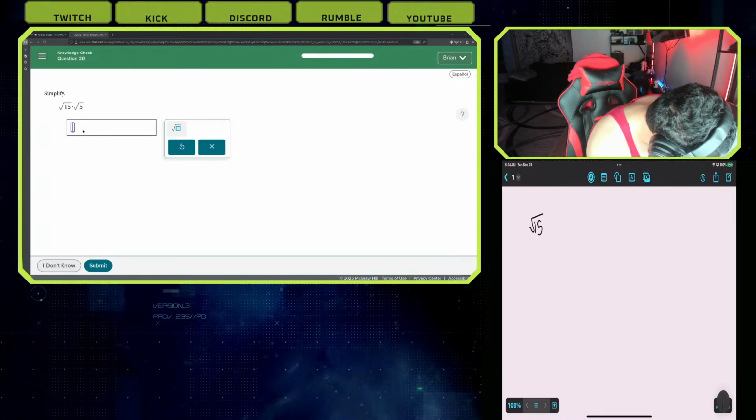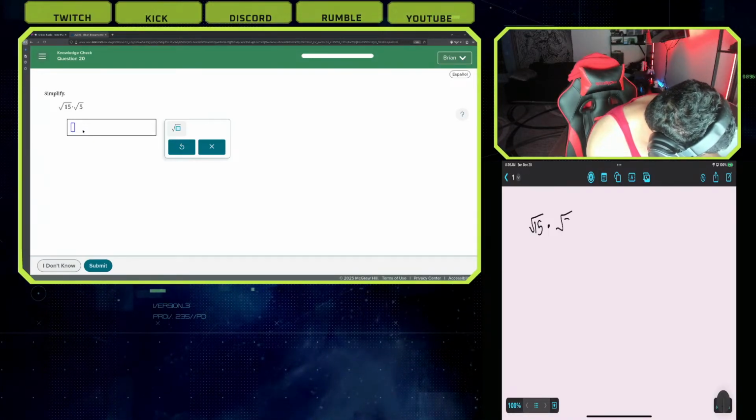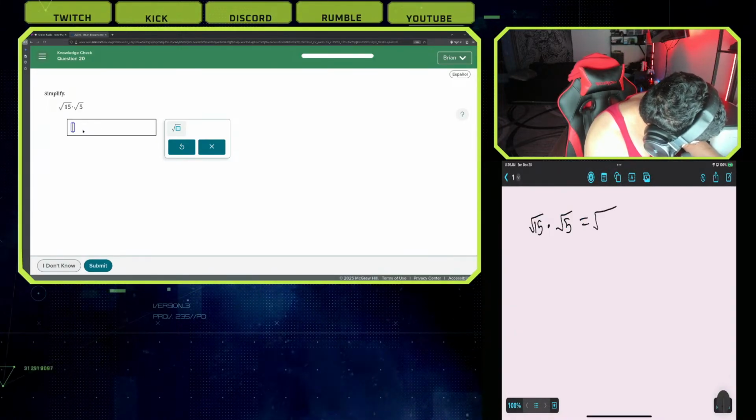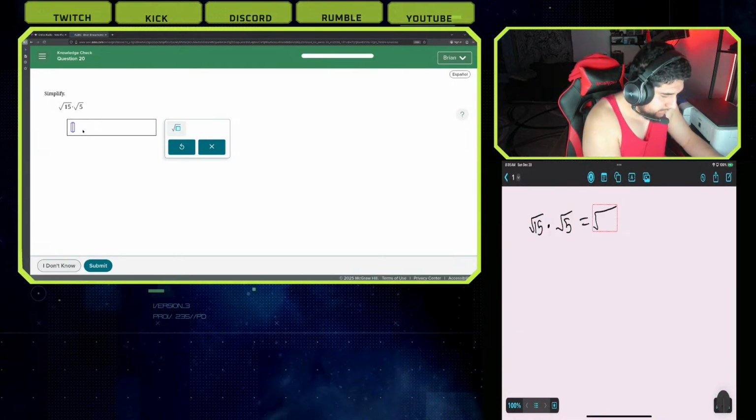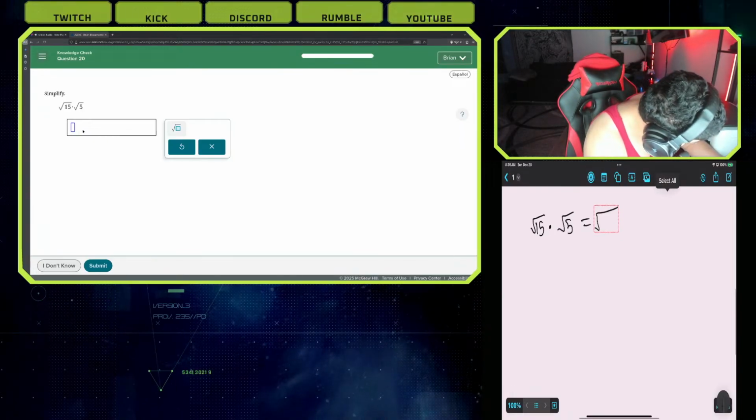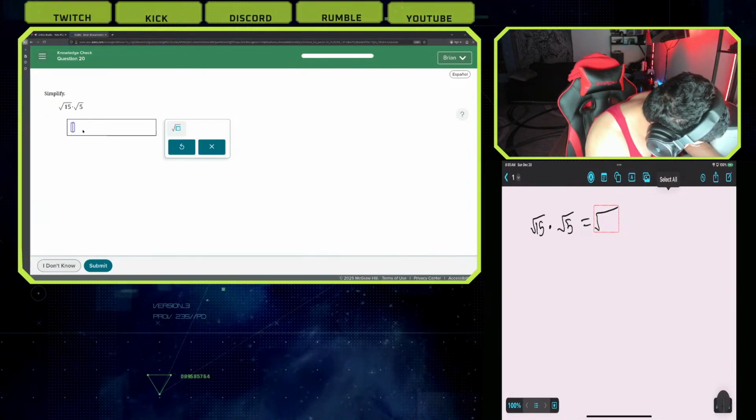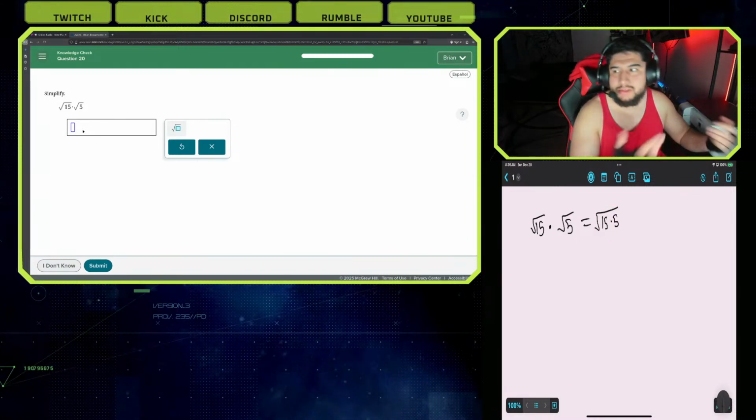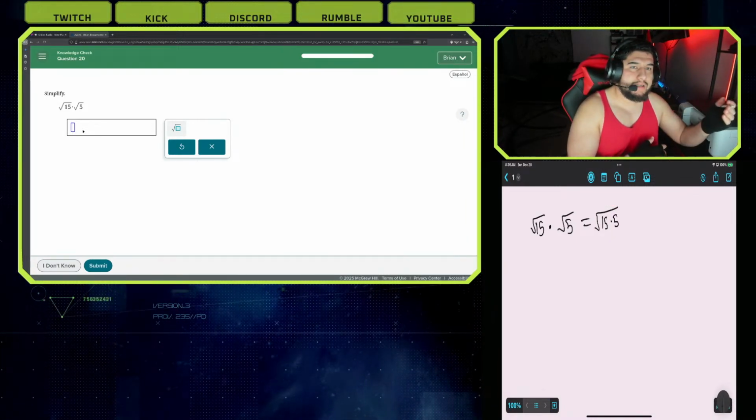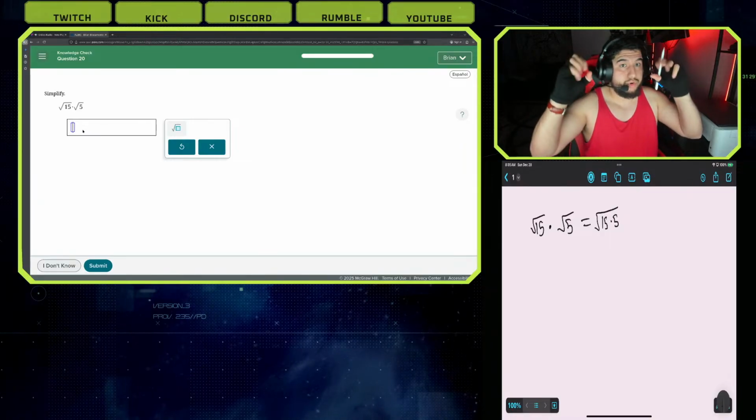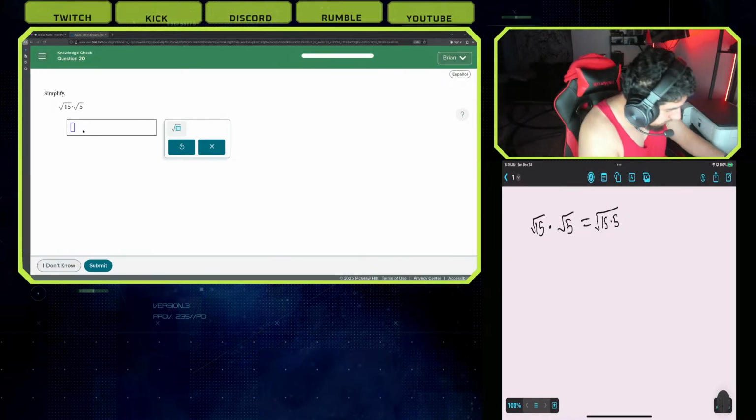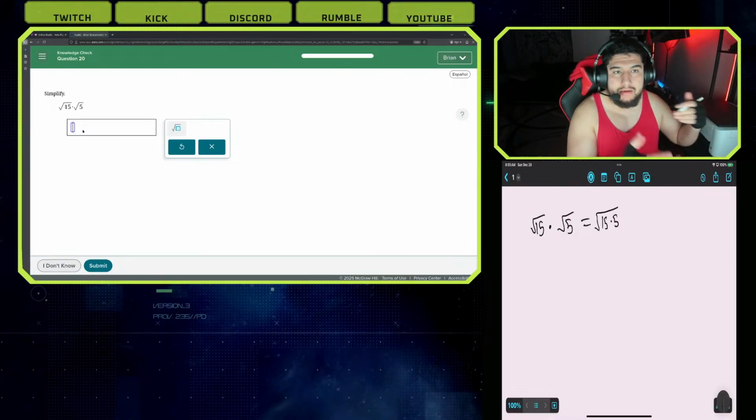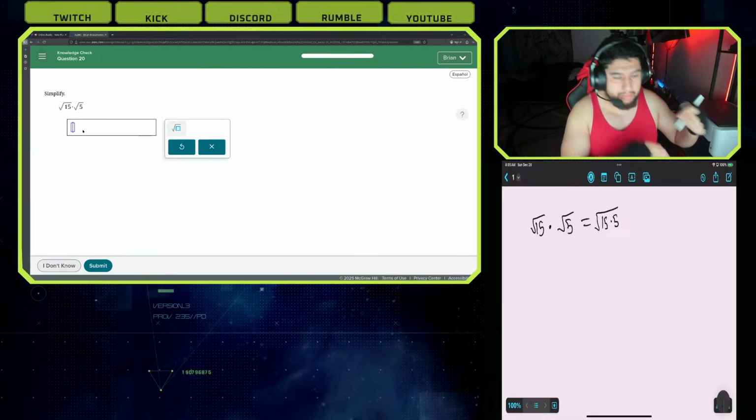Square root of 15 times the square root of 5 equals the square root of, just multiply 5 times 15. But you don't have to do that. You could do this: 15 times 5, because you're asked to simplify. Remember what we did for the other square root problem? We did the same thing here. So 5 cannot be divided anymore, like square rooted, I mean.